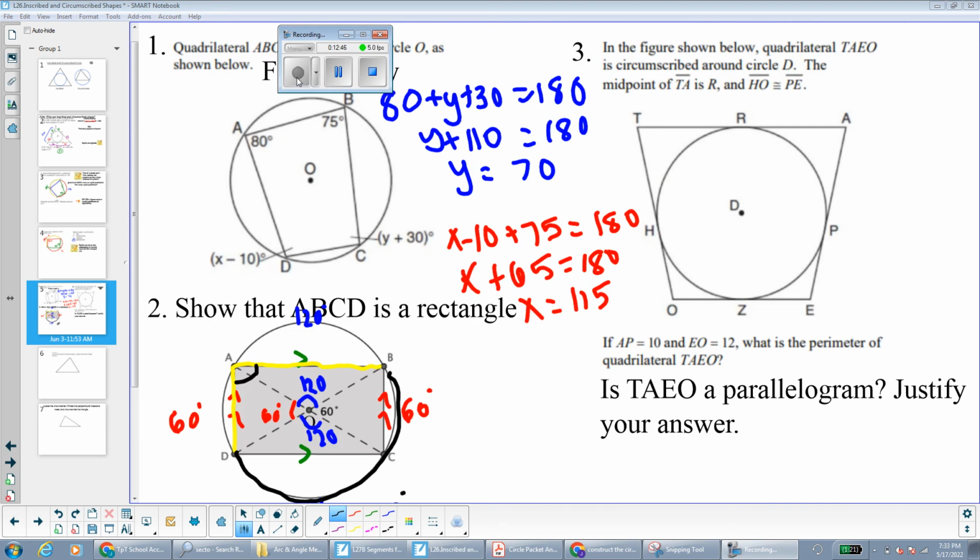Take a look at number 3. Feel free to pause the video to read the question and then try to answer it. Is TAEO a parallelogram? Justify your answer.